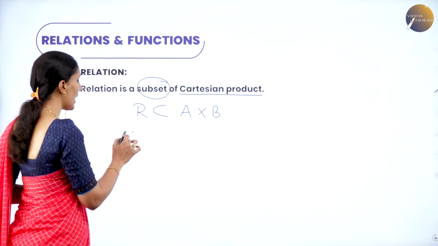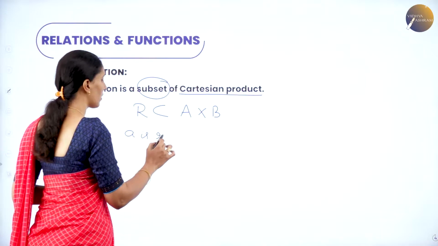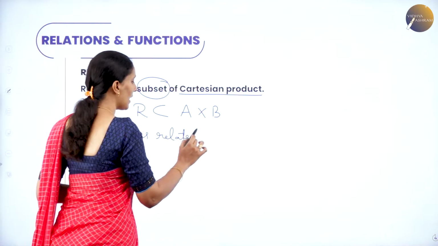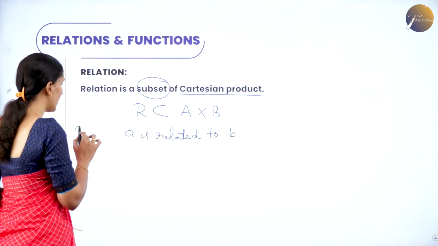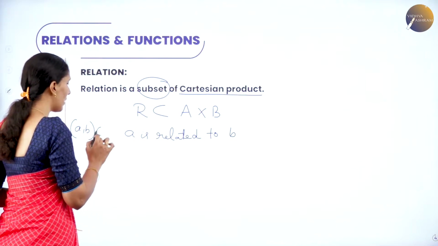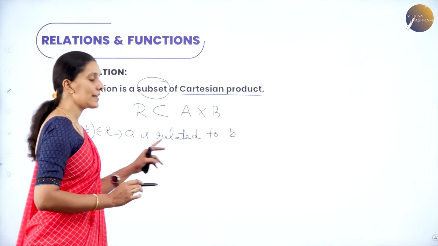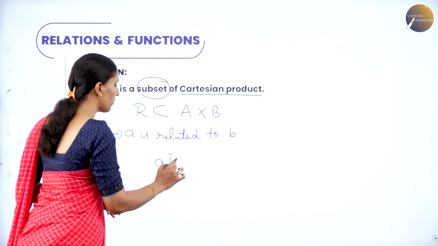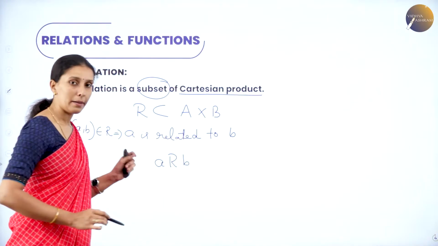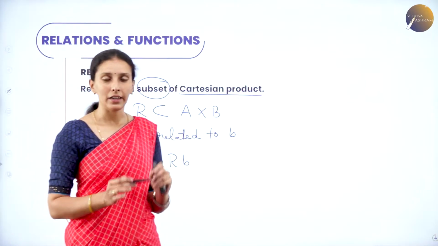When we say a is related to b, if we write an element in the form of (a, b), if (a, b) belongs to R, that means a is related to b. Hence, we write symbolically in the form of a R b. That implies a is related to b.